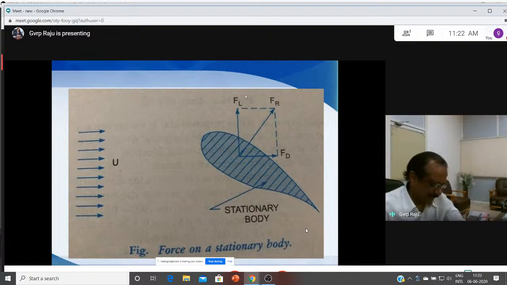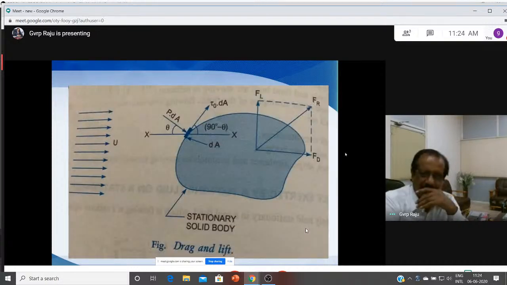So drag force is, suppose you consider an arbitrary shape and consider the flow of fluid over it, and it is required to find out the drag force and lift force for this case. And before that, the forces under consideration for this case are pressure force and shear force. So this is the pressure force and this is the shear force here.